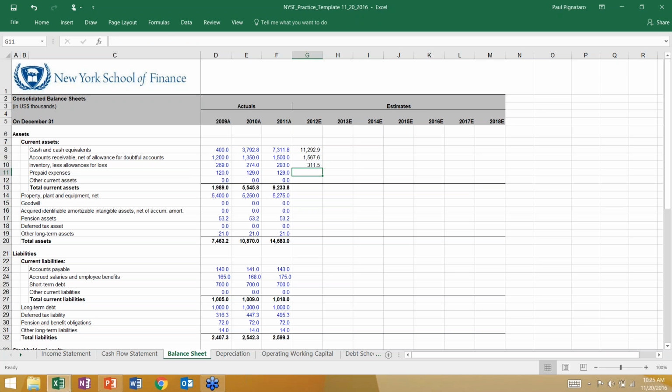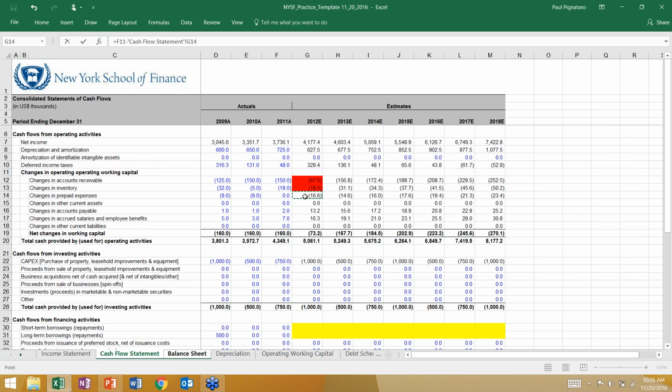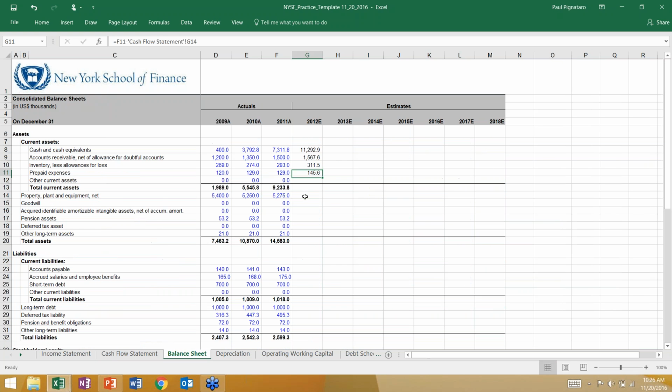Prepaid expenses. Question number one: which line item drives prepaid expenses? It's changes in prepaid expenses. Which direction? Based on what I just said, it's a minus. It's always a minus in the cash flow statement except for cash. So I'm going to say equals line item from the year before minus cash flow statement changes in prepaid expenses. You start to get the structure and formula.